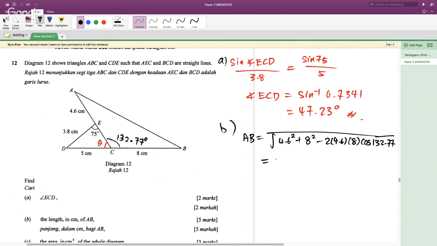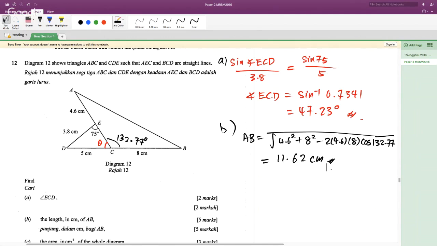Maybe I will do 12 and 13 now, both. So 4.6 squared plus 8 squared minus 2 multiplied by 4.6 multiplied by 8 multiplied by cos 132.77. I will type everything together and then square root my answer. My length of AB is 11.62 centimeters.